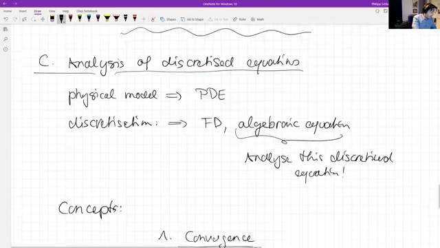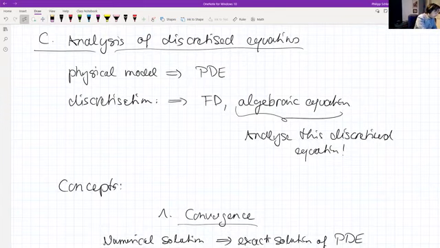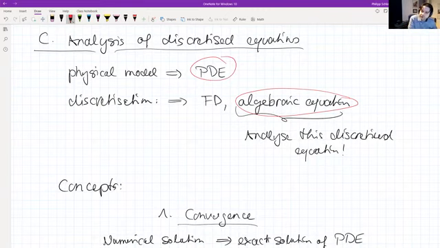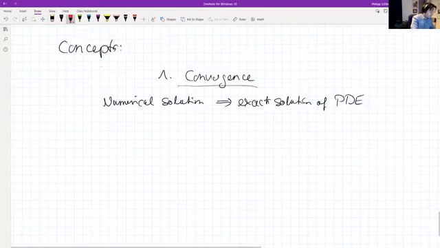So if we go back here, we would like that the solution to this algebraic equation converges to the exact solution of the partial differential equation. Then the whole process of doing the discretization was actually successful because we get a solution of the partial differential equation that we actually wanted to solve.